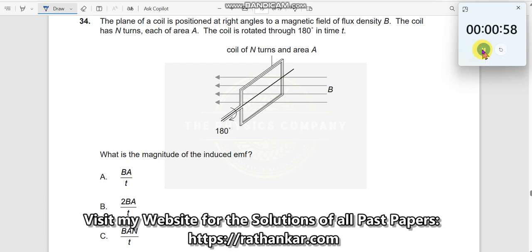Question number 34. A plane of a coil is positioned at right angles to a magnetic field of flux density B. The coil has n turns, each of area A. The coil is rotated through 180 degrees in time t. What is the magnitude of the induced EMF?